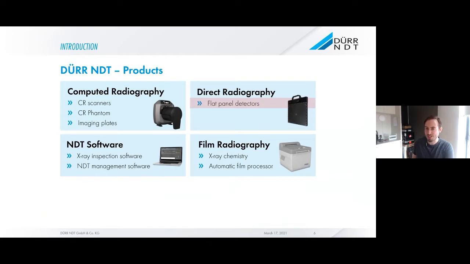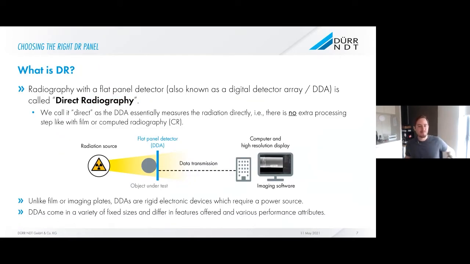So they have a few different names. A lot of people use different names: DR panels, flat panel detectors, DDAs. But let me explain what it all means now. DR might be a confusing term to use actually, and I usually call them DDAs, but let me just explain what DR is first. In the context of DDA, DR is direct radiography.